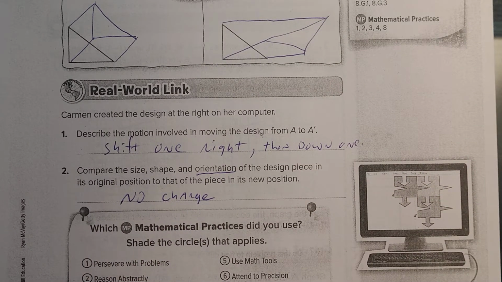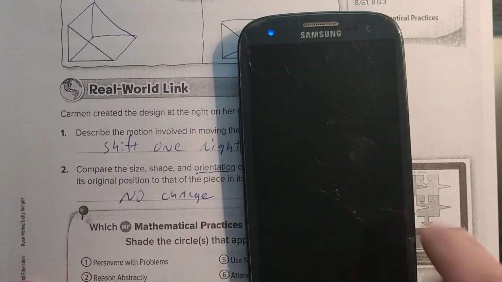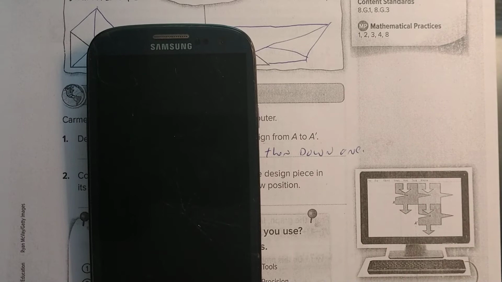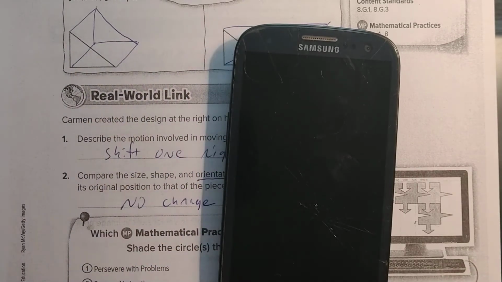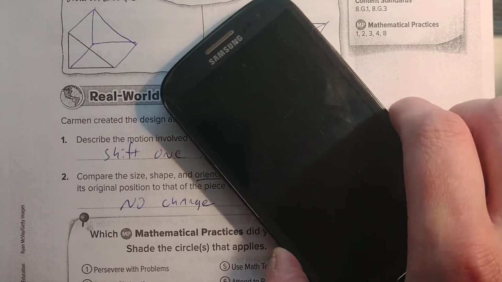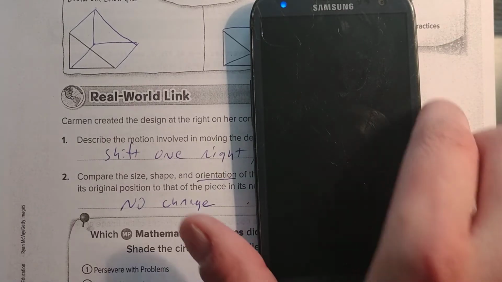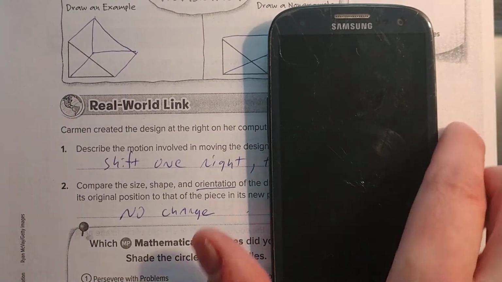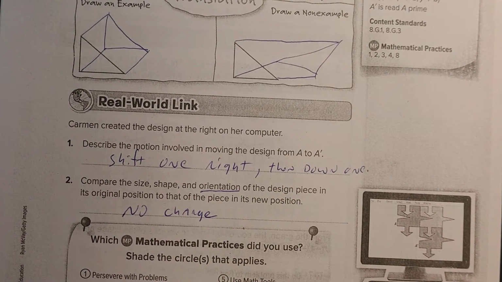Orientation does mean the position of it. So for instance, if I have my phone, if I move it, there's no change, correct? Everything's the same. Orientation is if I spin it. So if this is my original one, I would flip it upside down, because then I'm changing the orientation of it, correct? So there's no change in orientation on this as well.